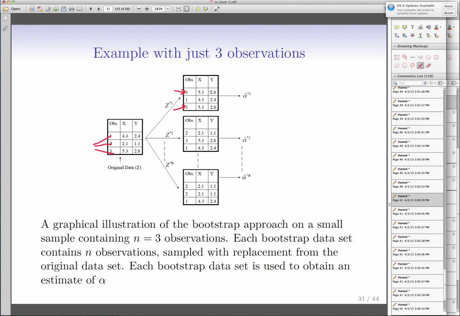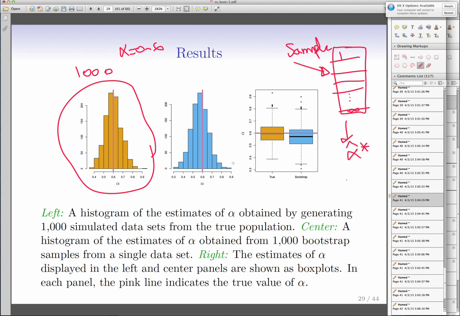And let's say we do it 1,000 times. Each time we sample from it, we estimate alpha hat star from it. And if we do it over and over again, we can get a histogram of all alpha hat stars, and that will be this blue curve. So this blue curve is the distribution of alphas estimated by resampling from this original data set we had, with replacement.